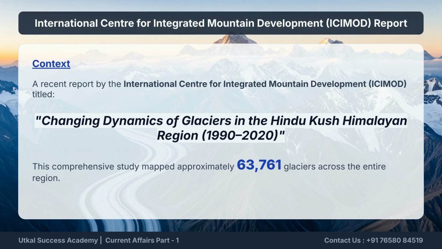The International Center for Integrated Mountain Development, ICIMOD, released a report on the, quote, changing dynamics of glaciers in the Hindu Kush Himalayan region. This study mapped over 63,000 glaciers across the region.